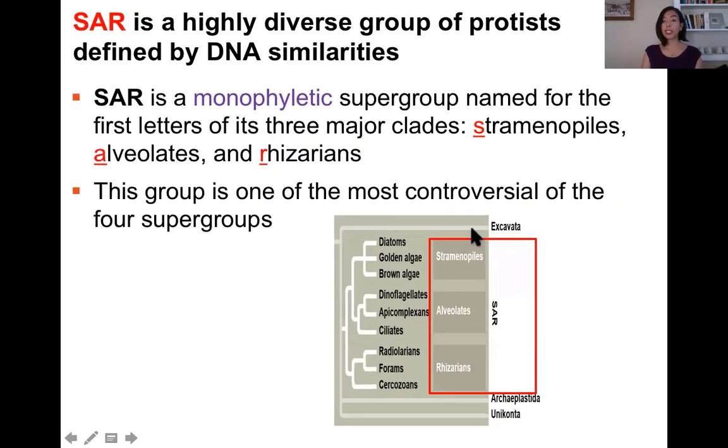Now we have covered the Excavata, and now we're going to jump into the SAR. SAR is just the abbreviation of 3 different groups: stramenopiles, alveolates, and rhizarians. So that's where the SAR is coming from. This group is monophyletic, again, having an ancestor with all of the descendants in that group. However, this one is the most controversial of the 4 supergroups.